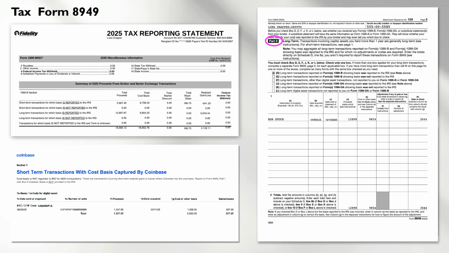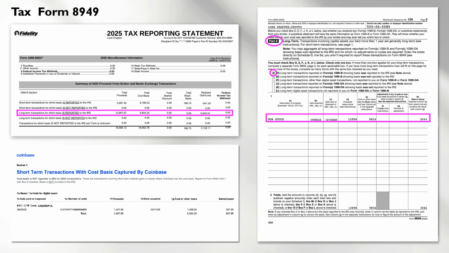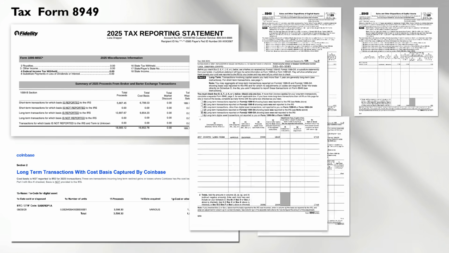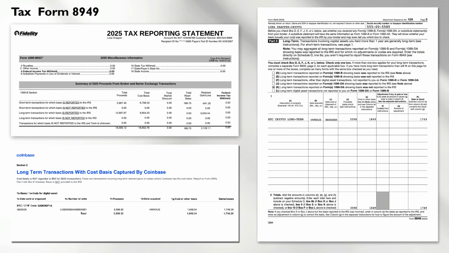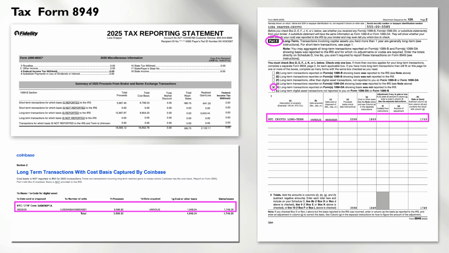The third page is Part 2 with Box D checked. This includes long-term stock sales from Fidelity Form 1099-B, where cost bases were reported to the IRS. Finally, the fourth and final page is Part 2 with Box K checked. This includes long-term crypto sales from our Coinbase Form 1099-DA, where cost bases were not reported to the IRS.